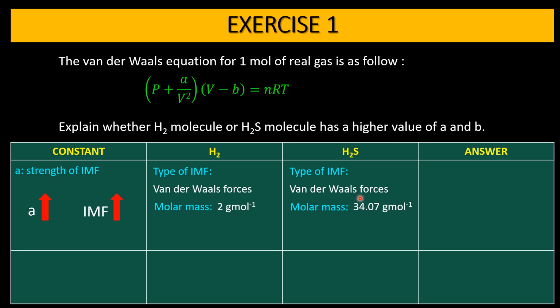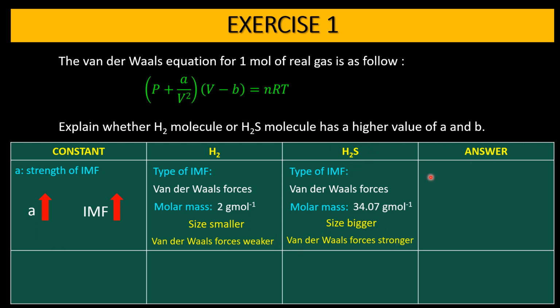So, since difference dia lebih daripada 10, so ini adalah factor size. So, H2 has smaller size, so it has weaker van der Waals forces. H2S has bigger size, so it has stronger van der Waals forces. Soalan tanya siapa yang ada higher value of A. So yang higher value of A adalah yang intermolecular forcesnya stronger. So siapa? H2S lah sebab van der Waals forces dia stronger.